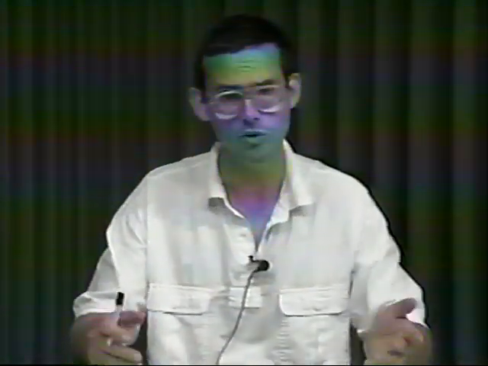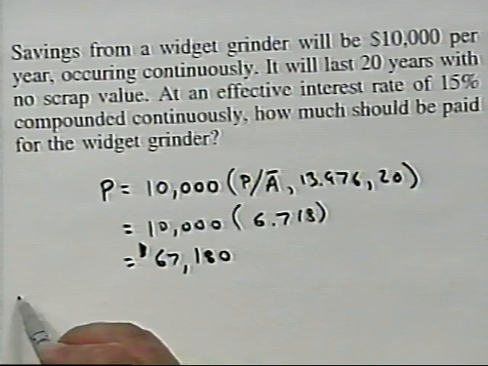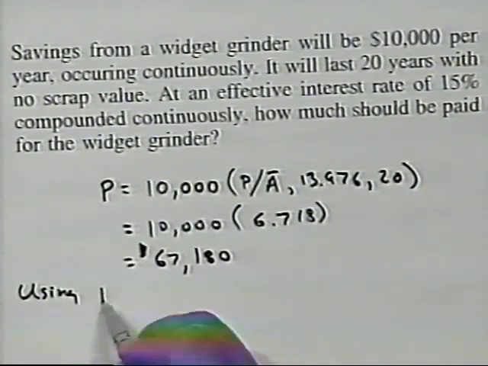Now, continuous compounding is important because it gives different results than if we use periodic compounding. Let's say we didn't really understand what continuous compounding meant, or we chose not to use it, but we recognize that $10,000 per year, rather than occurring continuously, is occurring at the end of the year period. So let's say we did it using periodic payments.